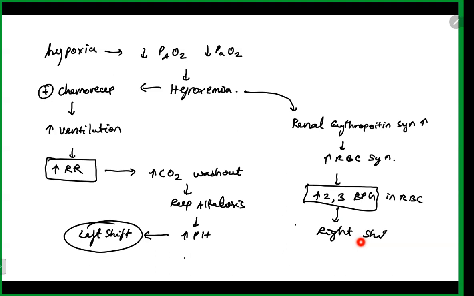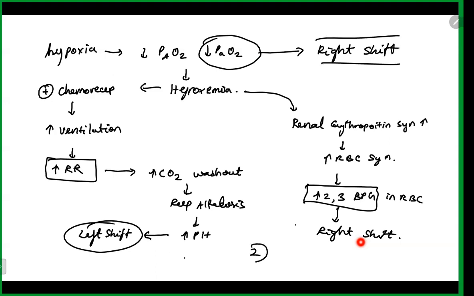Right shift. It is going to cause right shift, and there is going to be a decrease in the PaO2 level. Okay, the oxygen saturation level decreases. That will also shift your curve towards the right. So right shift. So in total, 2 points favor your right shift and 1 point favors your left shift. So basically, at the end there is going to be a right shift.